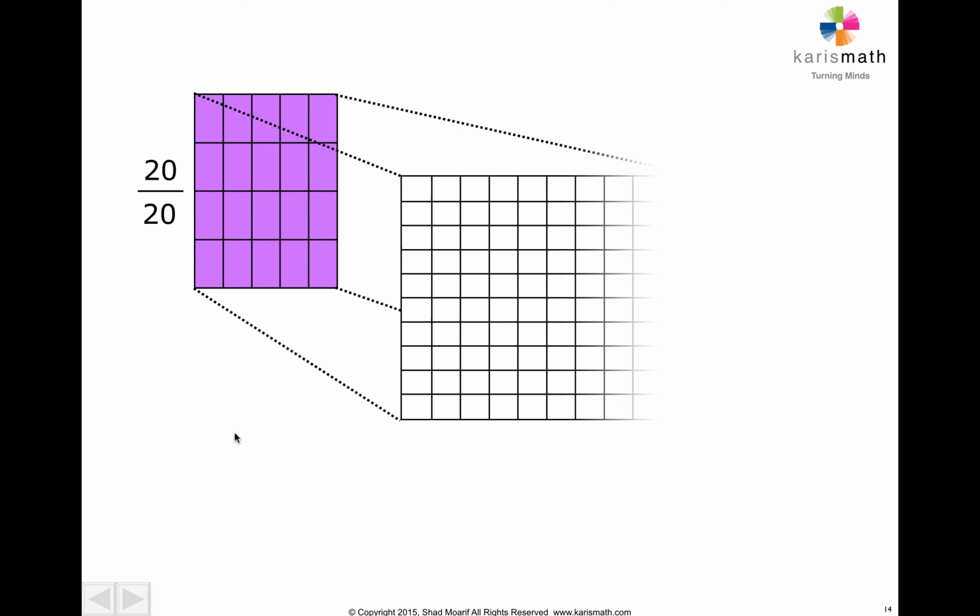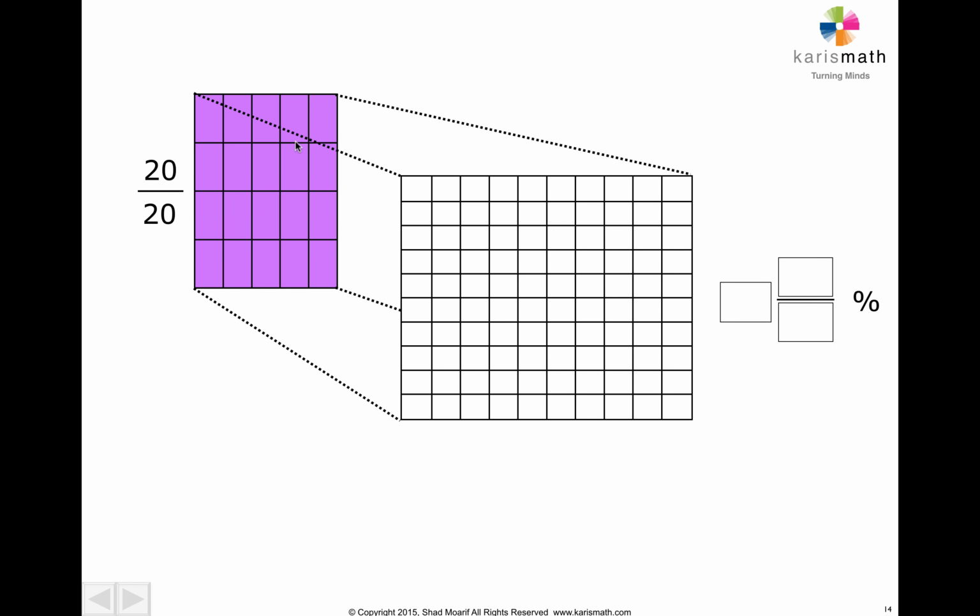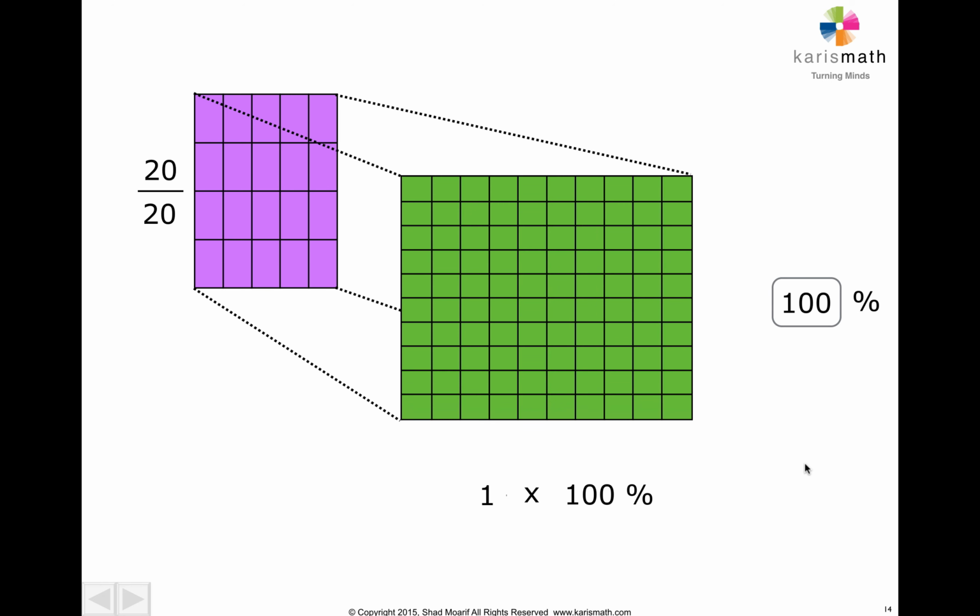Good. What about this one? 20 out of 20 is what percent? Well, this is like common sense. 20 out of 20 is all of it. So how much is all of it? Well, obviously it's 100%. It means 100 out of 100. So all of it is 100%.